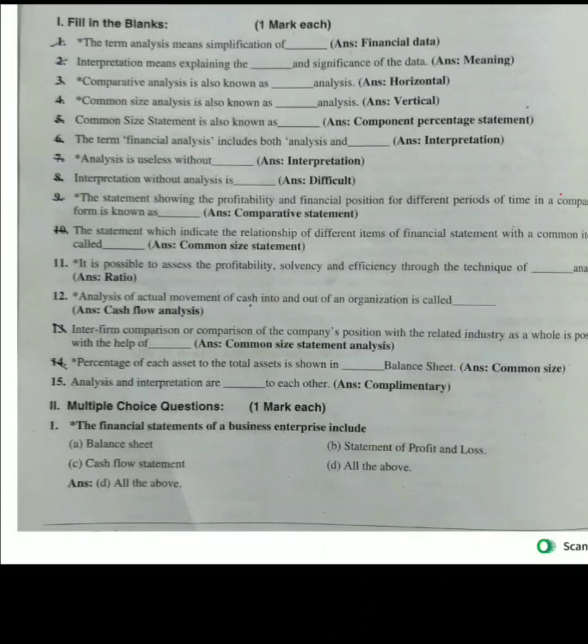The next question, the ninth one. The statement showing the profitability and financial positions for different periods of time in a compound form is known as a comparative statement.